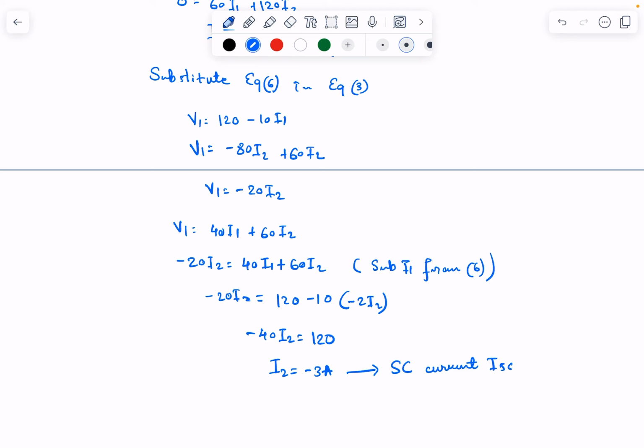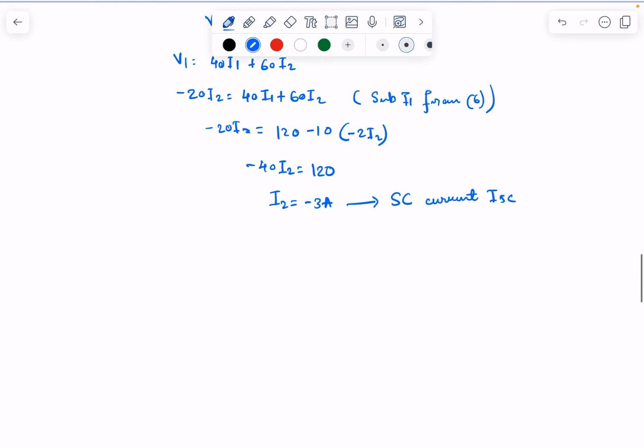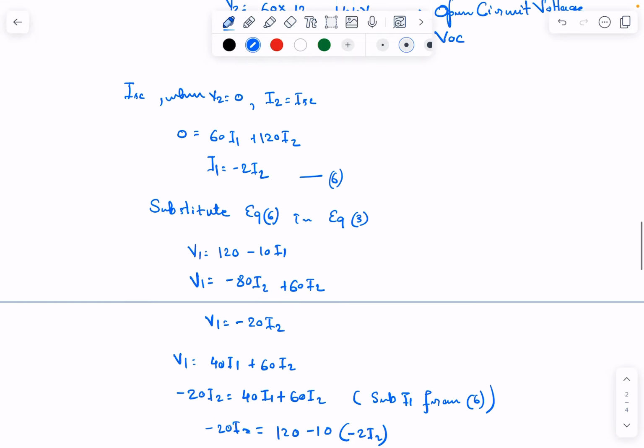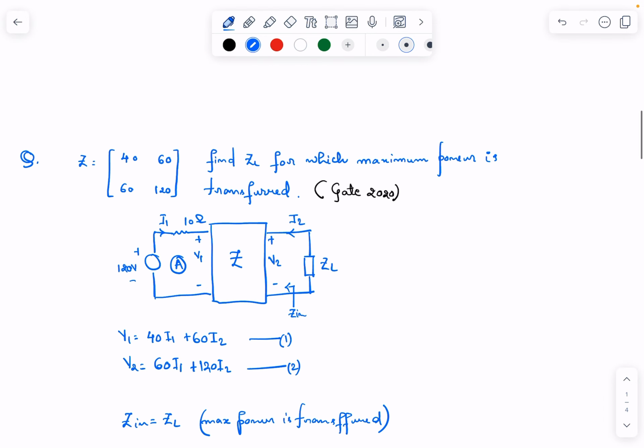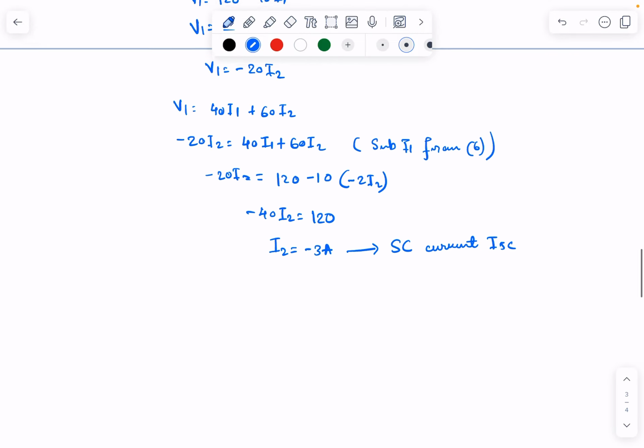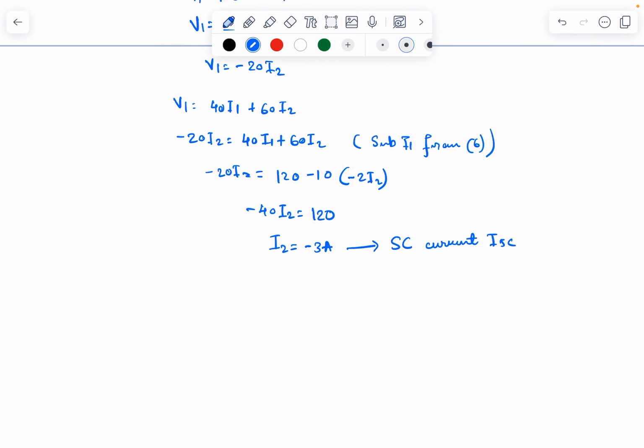ISC. Now we know the short circuit current has a negative sign because we assumed that the current I2 is flowing inside the loop, but actually it is flowing outside. So this is why I2 is negative here.